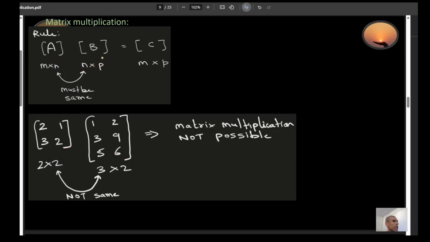Let's take a look at this one right here. Here, I have this matrix A and B. This one actually has 2 by 2. This is 3 by 2. Well, this 2 is not the same as this 3. So because they are not the same, the matrix multiplication is not possible over here.